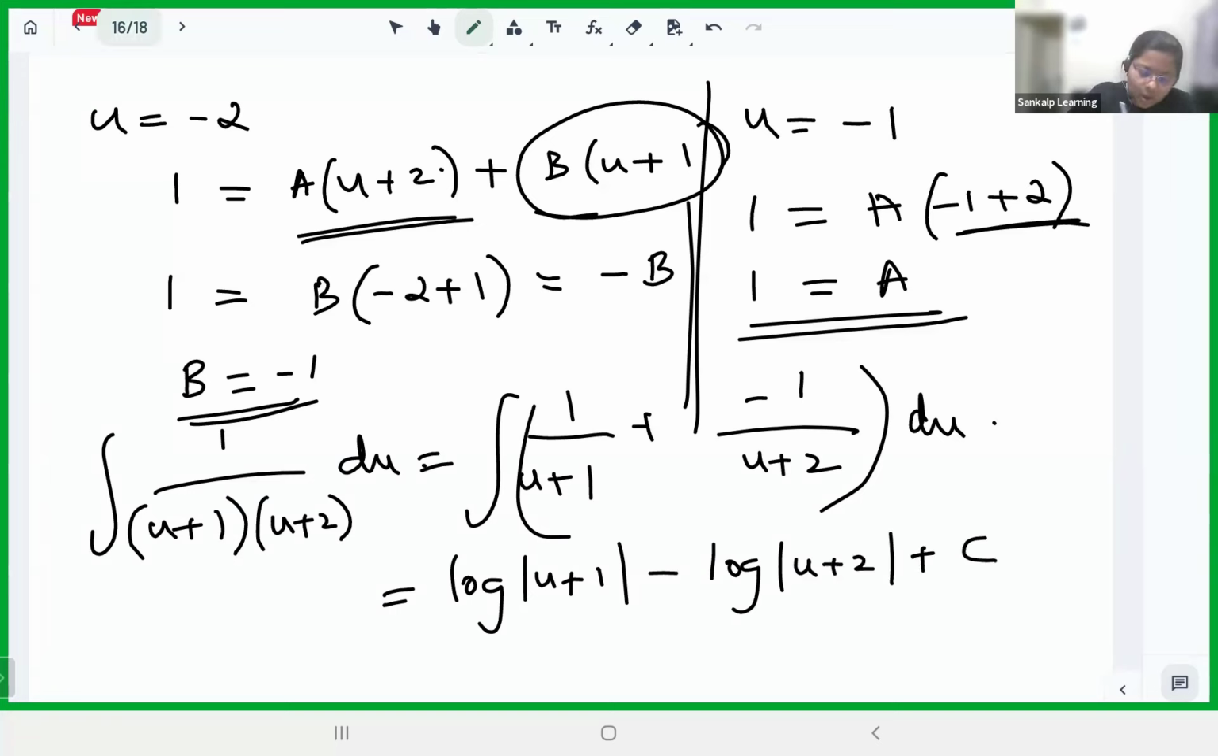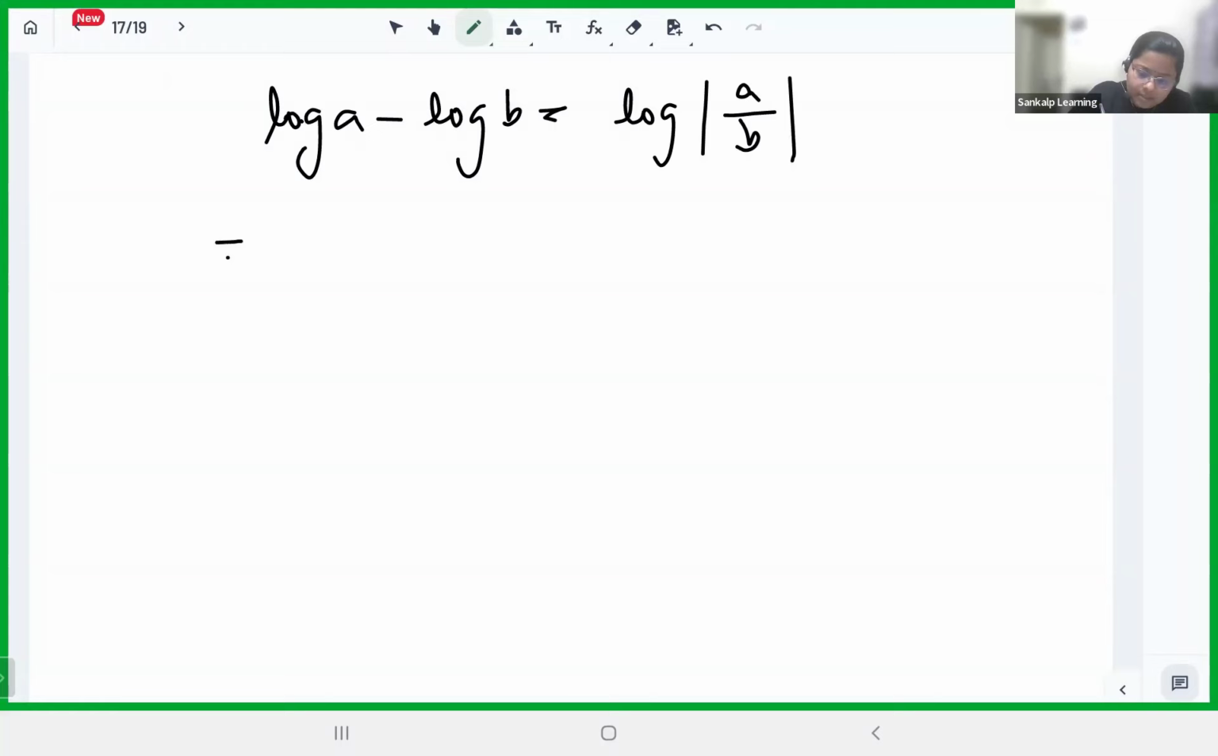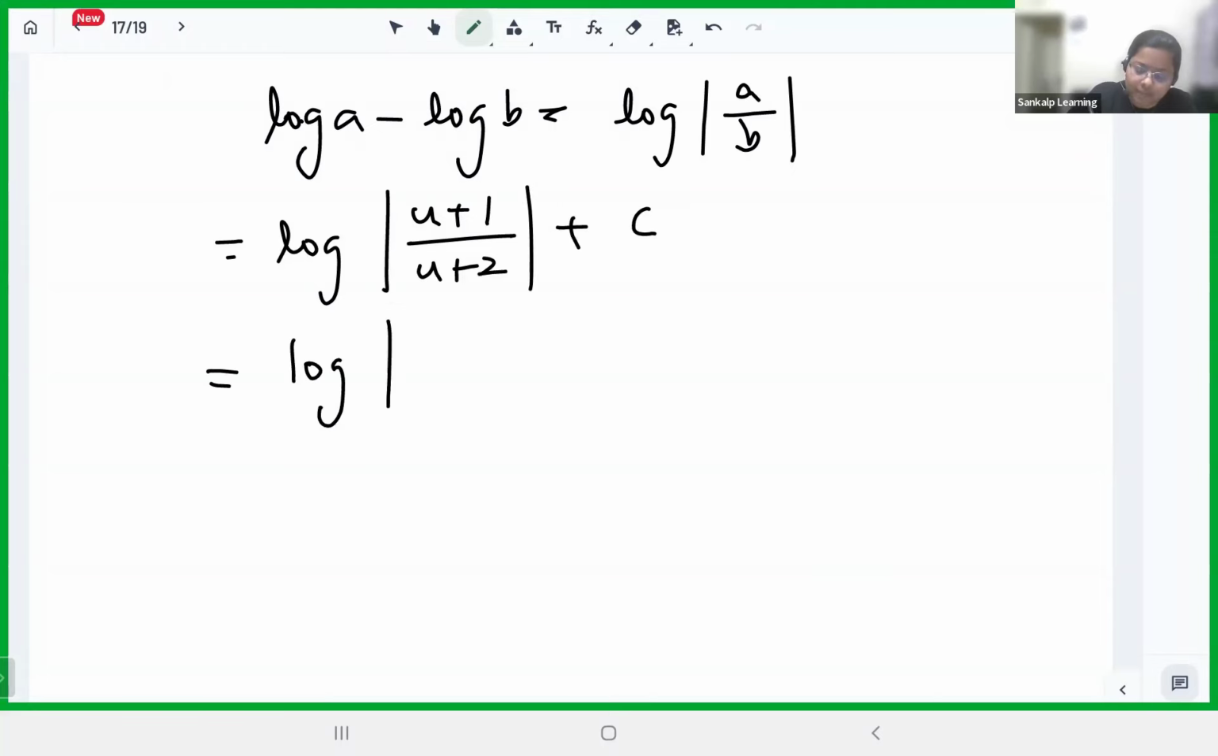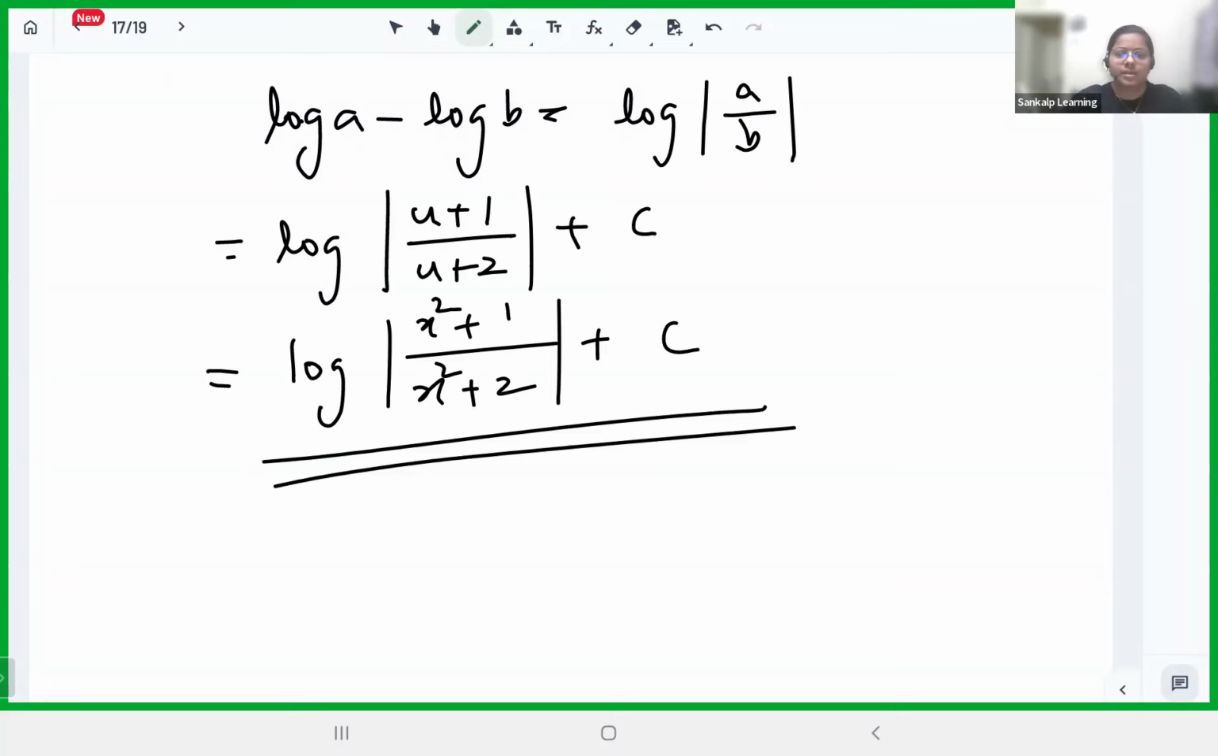Log a minus log b is equal to log a by b. So this can be written as log modulus of u plus 1 by u plus 2 plus c. And what is u? We have made a substitution. It is log mod x square plus 1 by x square plus 2 plus c. Alright.